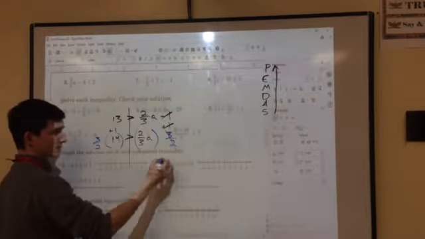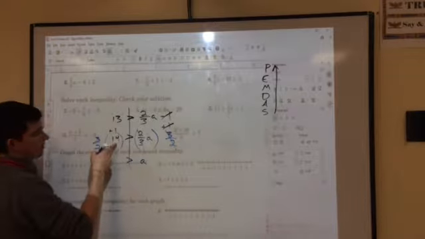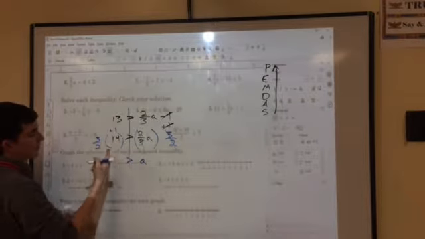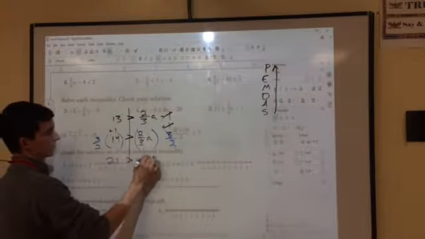So 3 halves cancels with 2/3. So a comes down. And then 14, I don't know what it is. So 14 divided by 2 is 7. 7 times 3 is 21. So that would be your answer.